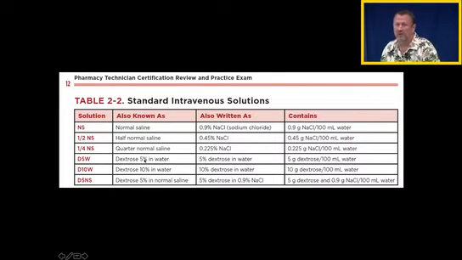Dextrose is glucose, a form of sugar, and so 5% dextrose in water is 5 grams of dextrose in 100 milliliters of water. 10% dextrose is 10 grams in 100 milliliters of water. And then here we have dextrose 5% and normal saline. That means there's both 5 grams of dextrose and 0.9 grams of sodium chloride in 100 milliliters of water. And when we redo these slides, we'll make them big and easier for you to see on TV. But this is what I have today.